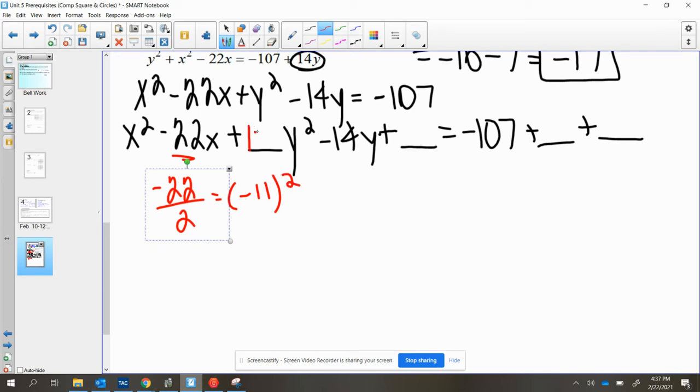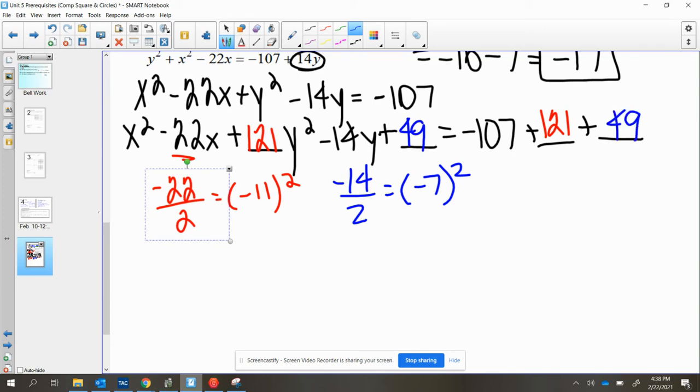Any negative value squared, though, is a positive. So notice where I was adding the positive, even though it was negative 11, squared positive. Same idea now with the y values. We have negative 14 divided by 2. It's negative 7. Squared again, even though it's negative, any negative number squared, we get a positive.